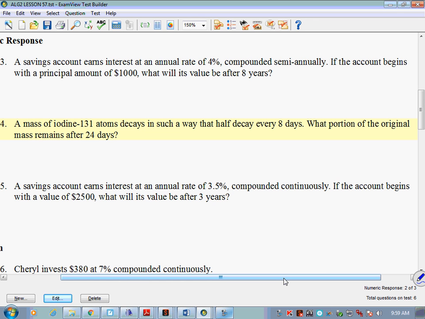So let's take our amount here. So we got 1,000, and that's my constant, starting with 1,000. Now I need my b, which, in my case, we're doing 4% interest.